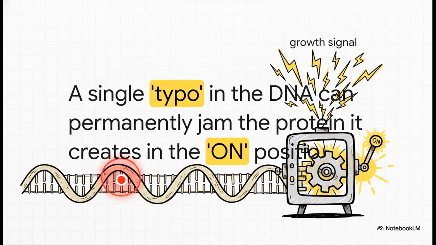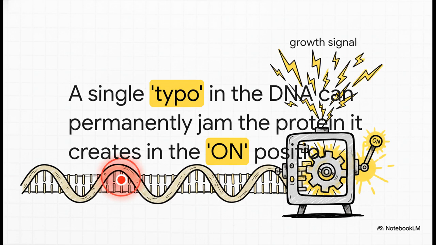First up, let's talk about the point mutation. And this is wild. It's like a single-letter typo in the billions, literally billions of letters that make up your DNA. A tiny mistake. But, and here's the kicker, if that typo happens in just the right spot in a proto-oncogene, it can permanently jam the protein that gene makes into the on position.